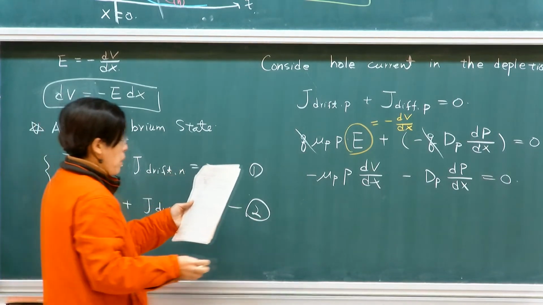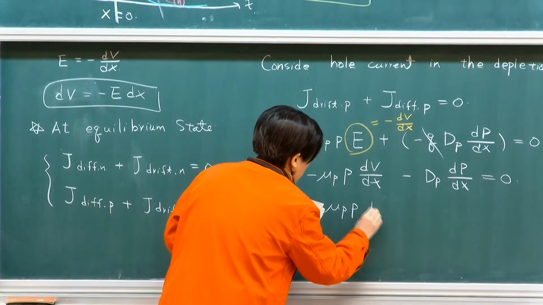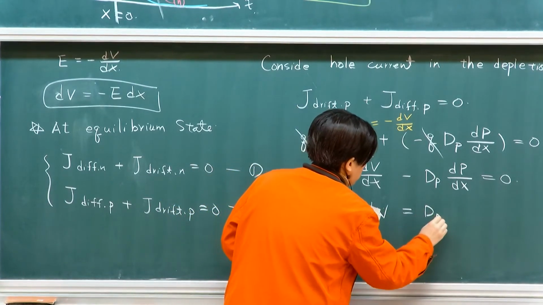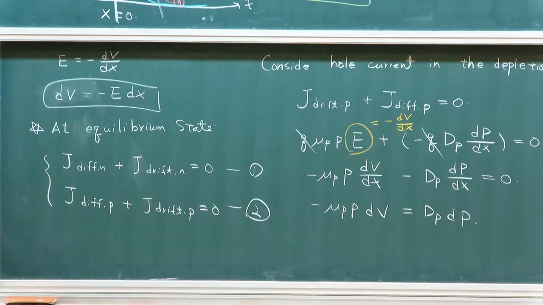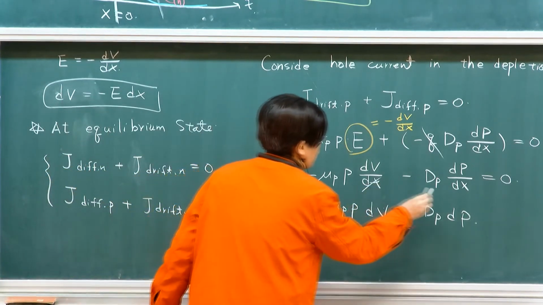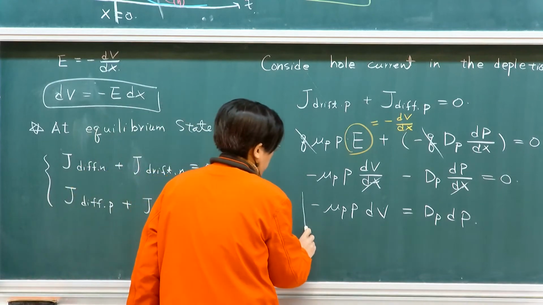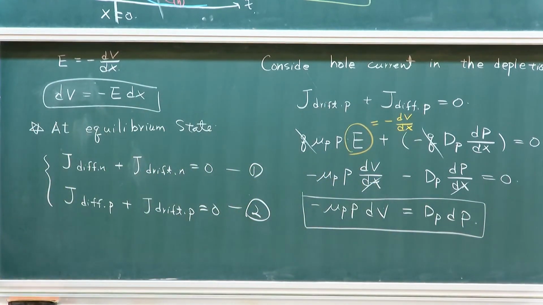And I'm going to rearrange my equation into minus mu p p dV equals to... okay? So I'm getting rid of the dx, and timing dx on both sides. So this will be the equation. We're going to do what? We're going to find out built-in potential V0.